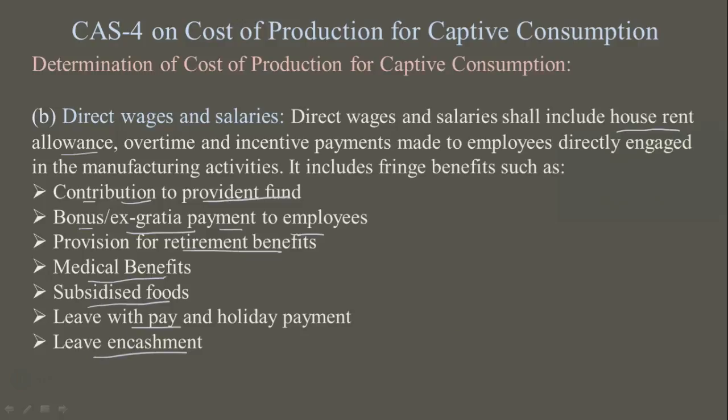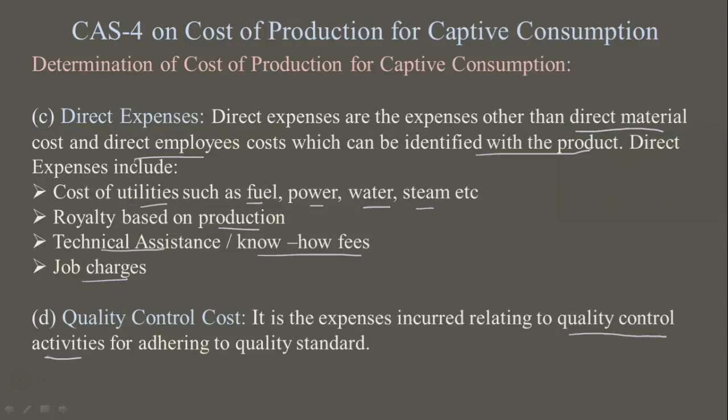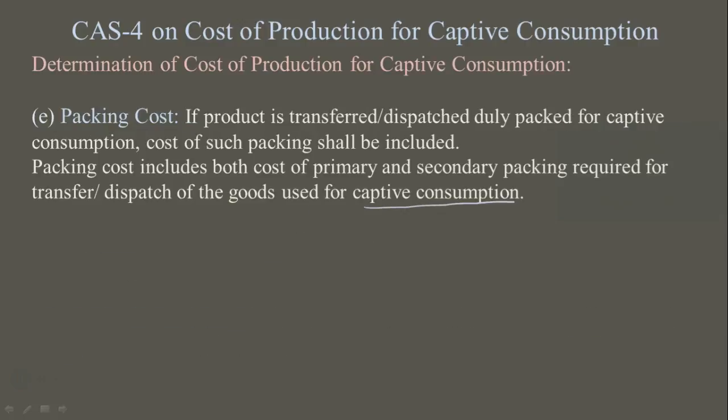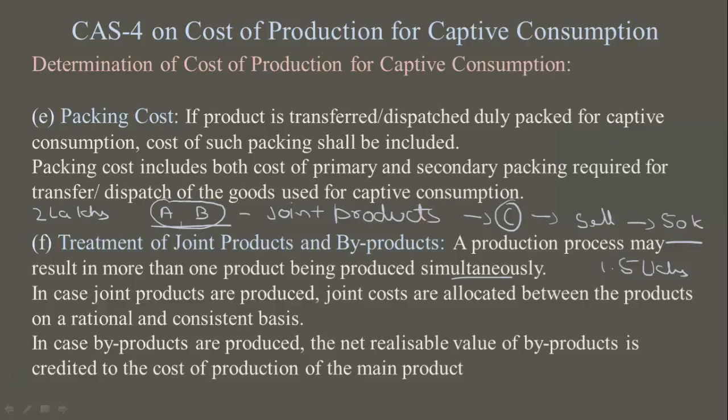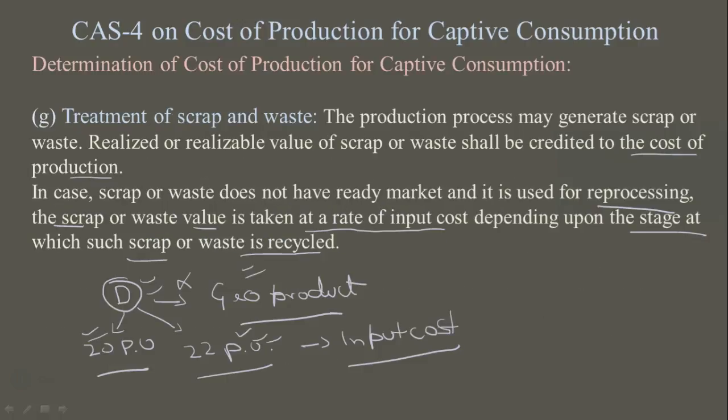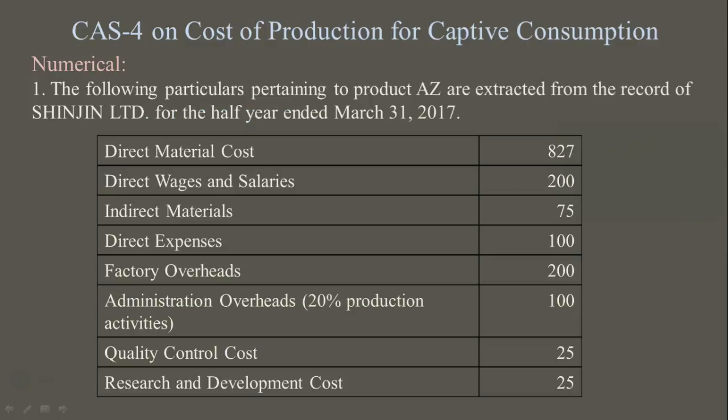We have to include direct wages and salaries also, guys. We have to include direct expenses also. Then quality control cost. We have to incur extra cost for controlling our quality. We have to include packing cost also. Packing cost is definitely the most important thing. Then joint product and byproduct cost also. Then if we realize some scrap and waste, it will reduce our cost of production. We saw one numerical, most simple. Okay, guys, so that's all for today's session.